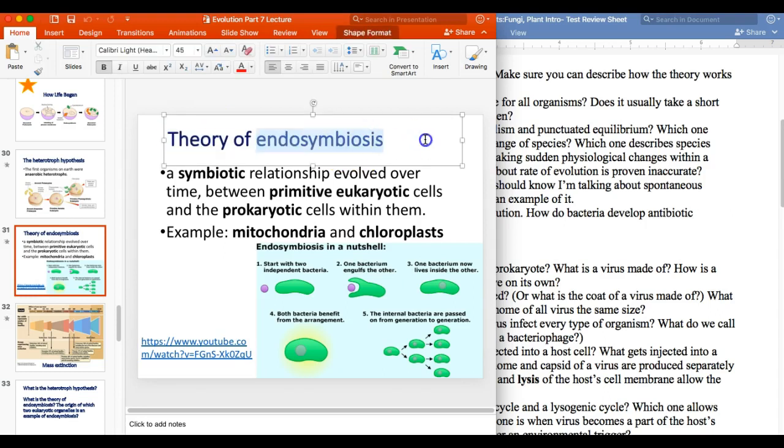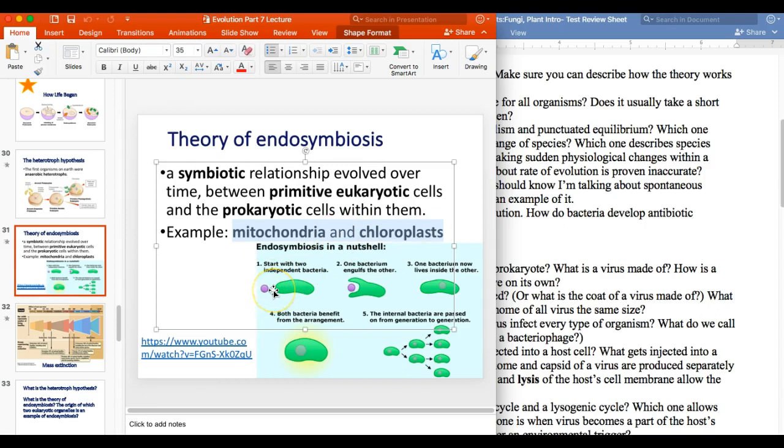You know, symbiosis, or a symbiotic relationship, is a relationship between two organisms where both organisms benefit. In this case, both the prokaryote and the eukaryote benefit from this relationship at the beginning. We call it endosymbiosis because this prokaryote had to be engulfed. And the examples are mitochondria and chloroplast.